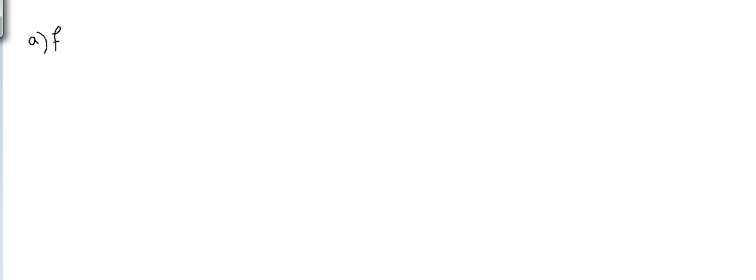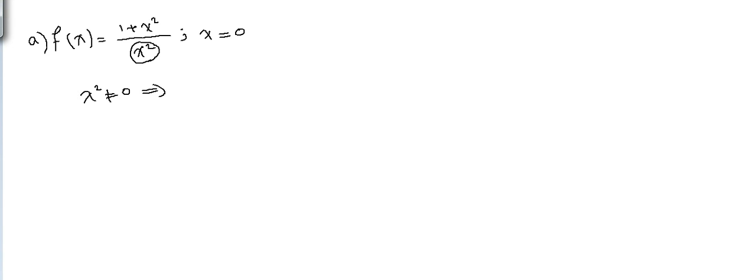Part A says f of x equals 1 plus x squared over x squared, and we should study the continuity when x equals 0. All right, first, is it defined at x equals 0? We have x squared in the denominator. This means x squared should not equal 0, so x should not equal 0. So what is the domain of the function f? The domain of f is all of R without the point 0, because 0 makes the denominator 0.